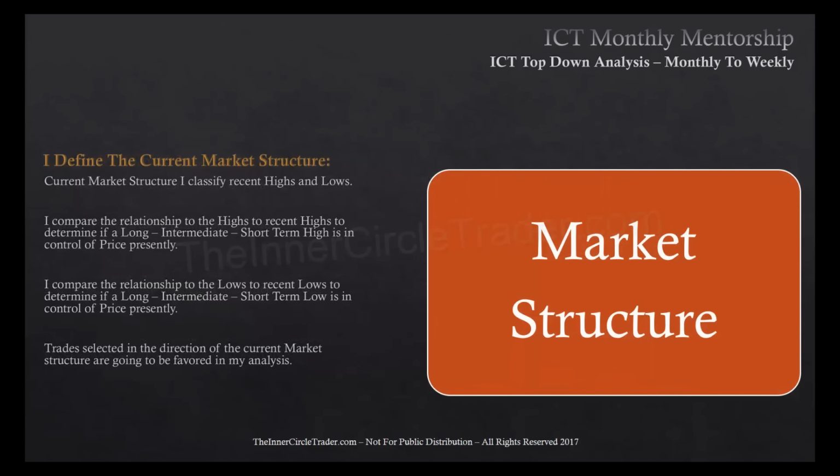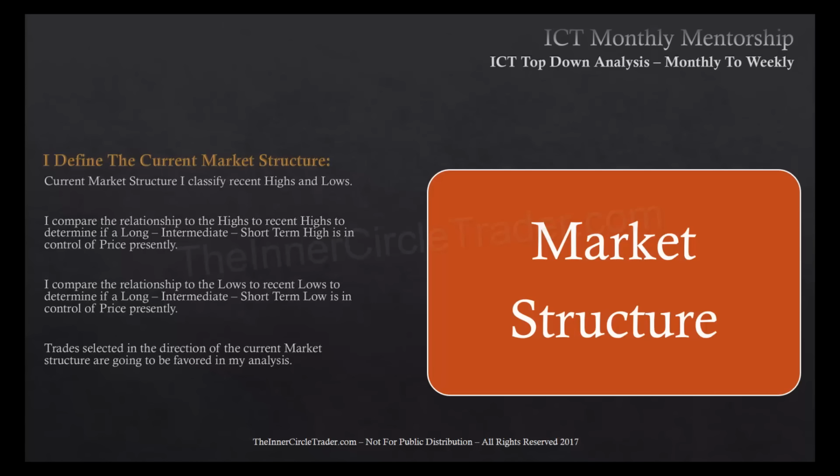Okay, after that, what I do is I define the current market structure. In the current market structure, I classify the recent highs and the recent lows, and I want to compare them with positively and negatively correlated markets. Basically, I'm looking for SMT divergence. Then I compare the relationship of the highs to recent highs to determine if the long, intermediate term, or short term highs are in control of price presently.